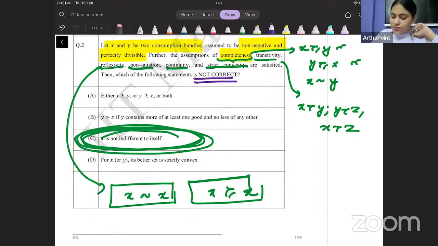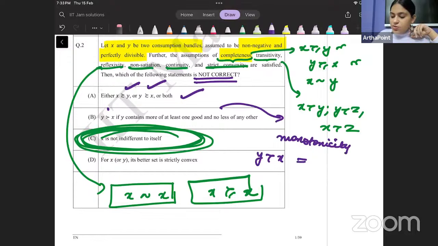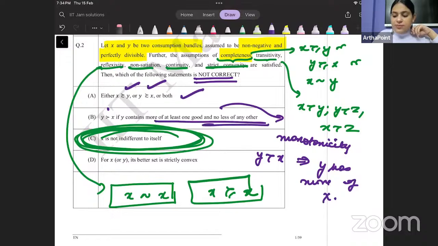Easy question. I don't find anything different. Either x is as good as y, y as good as x, or both. If this is the monotonicity assumption, that if y is preferred to x, when will this happen? If y has more of x. So it should have at least one good more of x, right? Non-satiation is given, continuity is given, convexity is given, so monotonicity automatically holds.